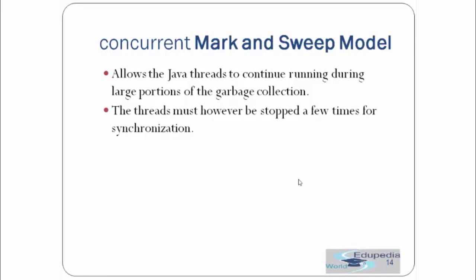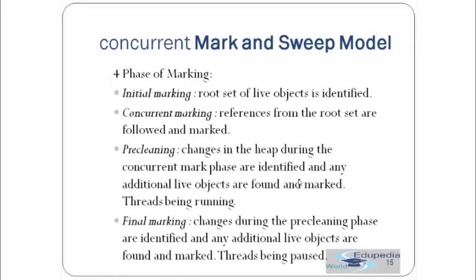The concurrent mark and sweep model allows the Java threads to continue during a large portion of the garbage collection. So for a large portion, it is very useful. Threads must, however, be stopped a few times for synchronization. So it can be performed in a running thread, but you need to pause your thread for some time for the sake of synchronization. Now, in the concurrent mark and sweep model, your marking phase internally has four phases. Let's see what these four phases are.